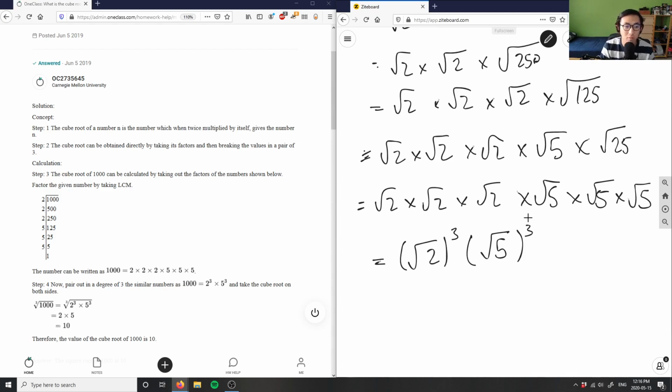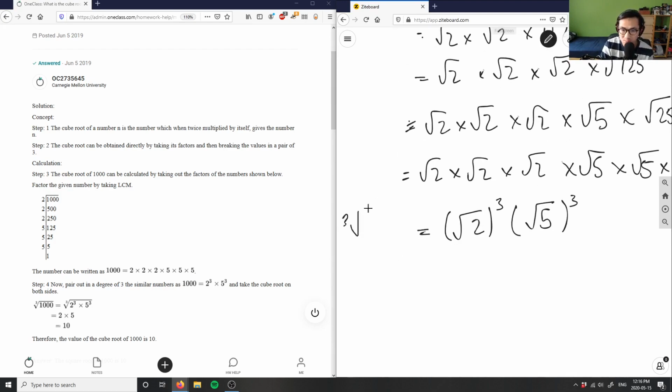And this is going to equal the cube root of 1,000, because that's what we're solving for. We can do a cube root of both sides. This side equals 1,000, so I cube root this side, and then cube root this side. This is going to eliminate these guys here, so I simply have 2 times 5.